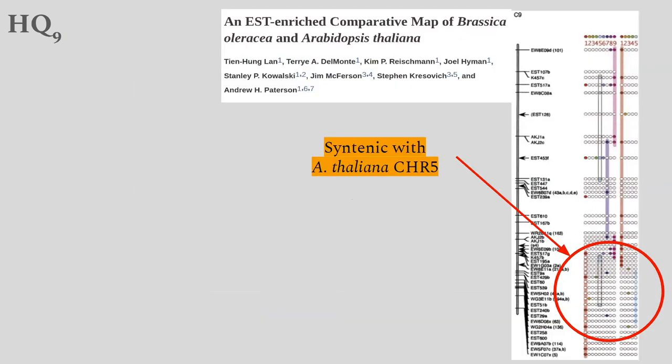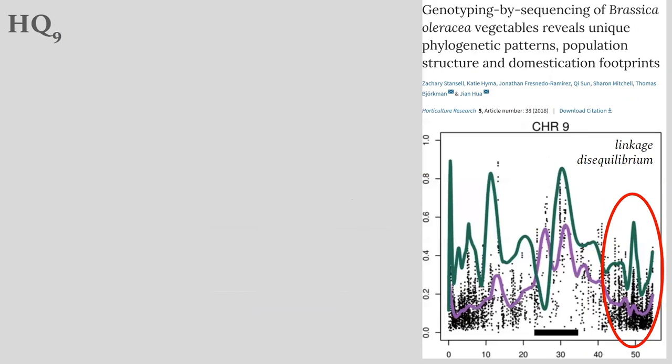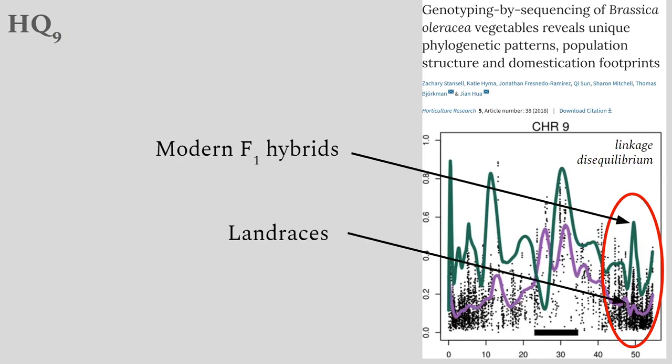This region of the Brassica oleracea genome is syntenic with Arabidopsis chromosome 5, which contains a number of important flowering genes. I did some previous work where I compared broccoli landraces, or less improved varieties, against modern F1 hybrids. And I studied the amount of linkage disequilibrium. So differences between this green and this purple line are evidence of selection for that particular genomic region. Chromosome 9 was especially interesting, and I found these several hotspots where the modern hybrids have enriched linkage disequilibrium compared to the landraces. And in fact, this region, about 50 megabase pairs on chromosome 9, seems to be an example of that. So there's evidence that humans have been inadvertently selecting for whatever allele is present there.